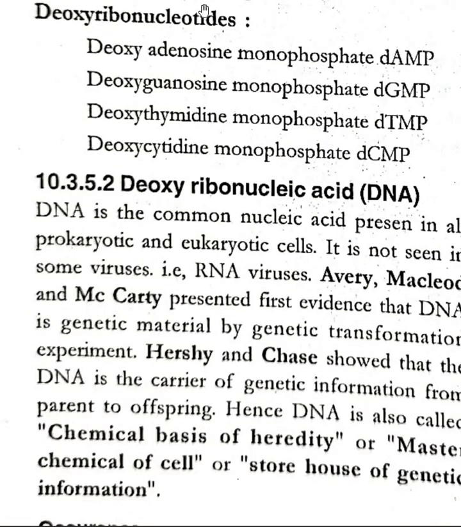And coming to the DNA, there are four different types of nucleotides. One is 2-deoxyadenosine monophosphate, 2-deoxyguanosine monophosphate, 2-deoxythymidine monophosphate, 2-deoxycytidine monophosphate. These are the four nucleotides which are present in the DNA. Okay.